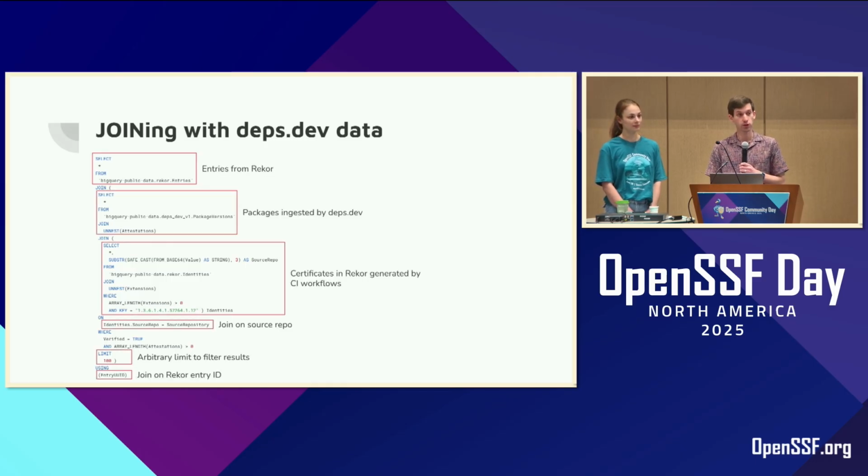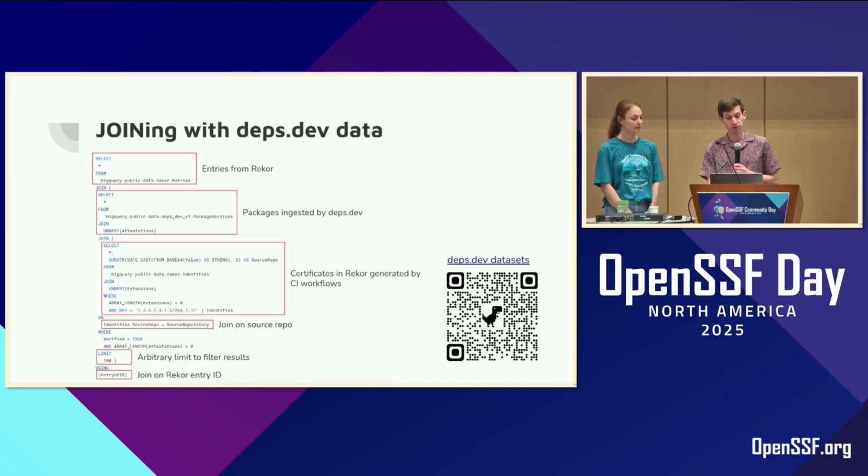Our goal with this query is to learn more about an artifact. We'll join entries from Rekor with packages ingested by the deps.dev pipeline. We can join Rekor tables with the entry UUID, and we'll use the source repository as the common value between the identities table and one of the deps.dev tables, the package versions table. We'll note that we've added an arbitrary limit to filter results. This is an expensive query, and we ran into errors for exceeding memory resources. So for any researchers who want to explore these data sets more, we'd encourage more filtering.